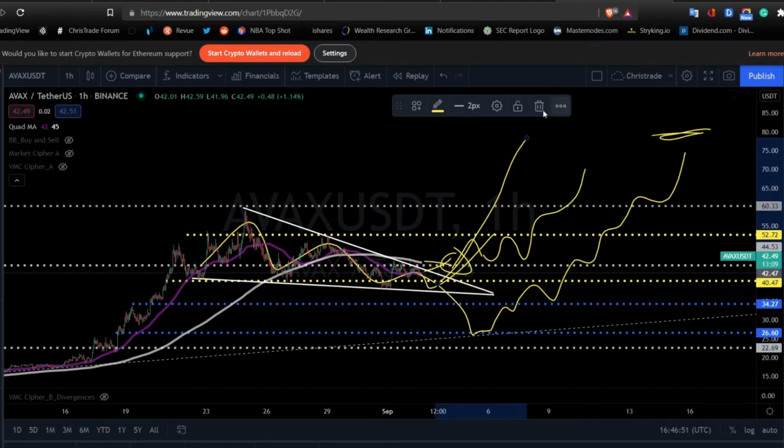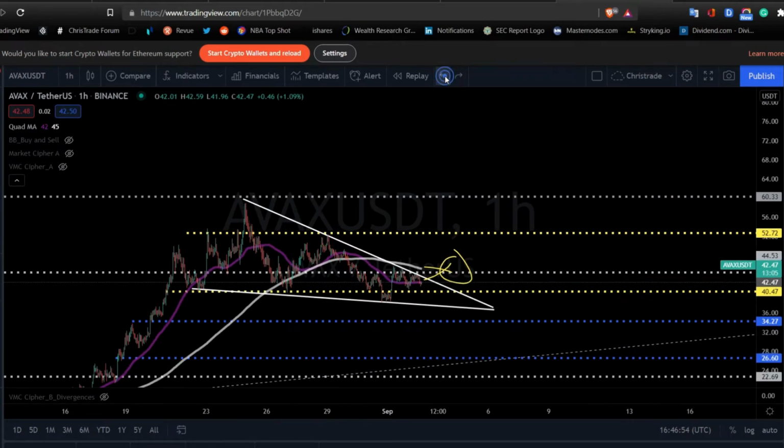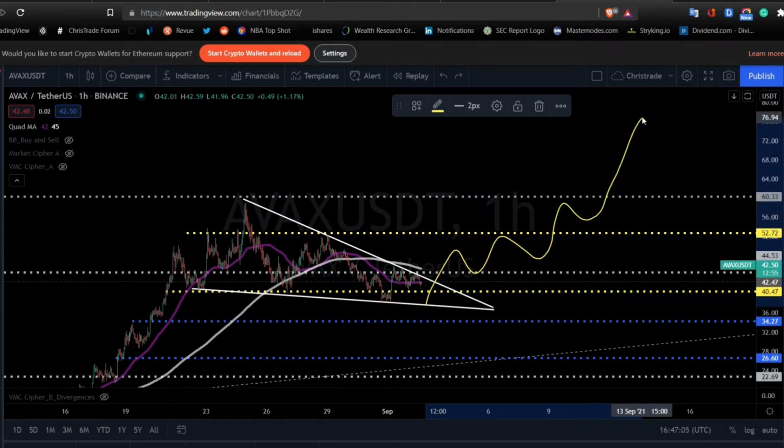So again, let me just clean this up. It's just such a mess. We do that, do that, do that. Okay, so bouncing there, we're looking at here, perhaps test back up here, maybe come back down, test back up and up again. So this is very long-term bullish itself. So this is all very good signs for AVAX.